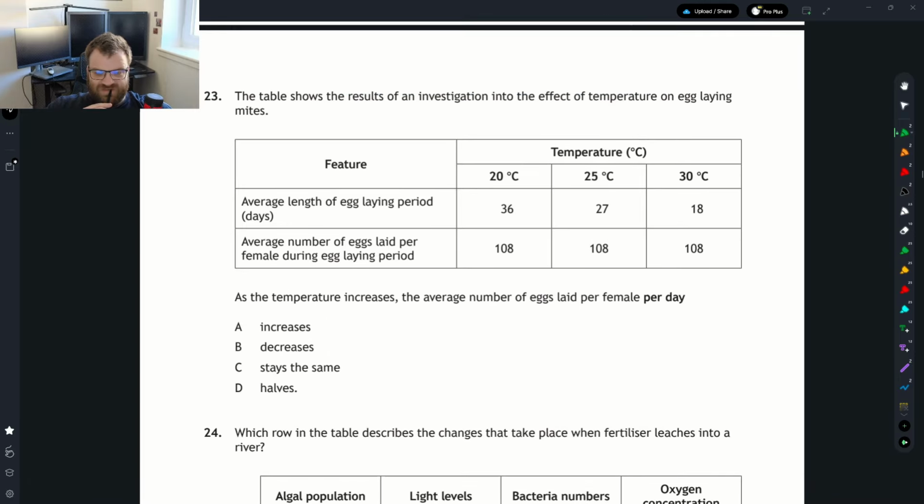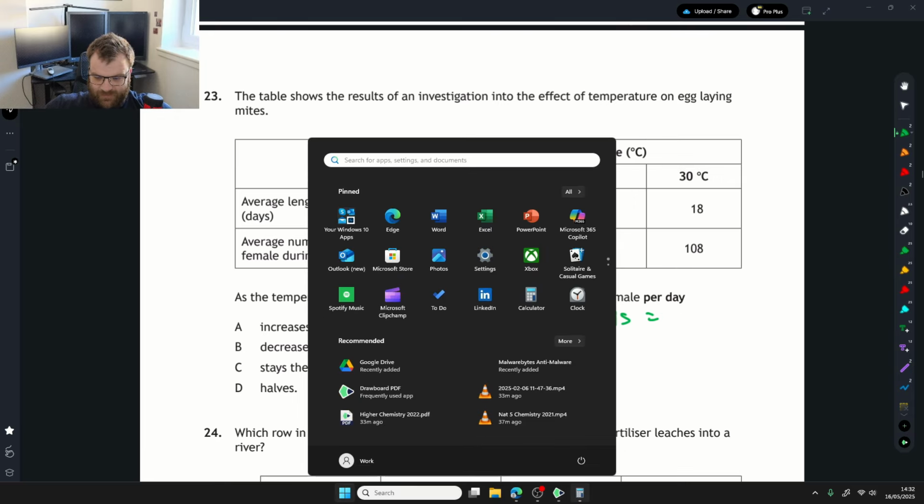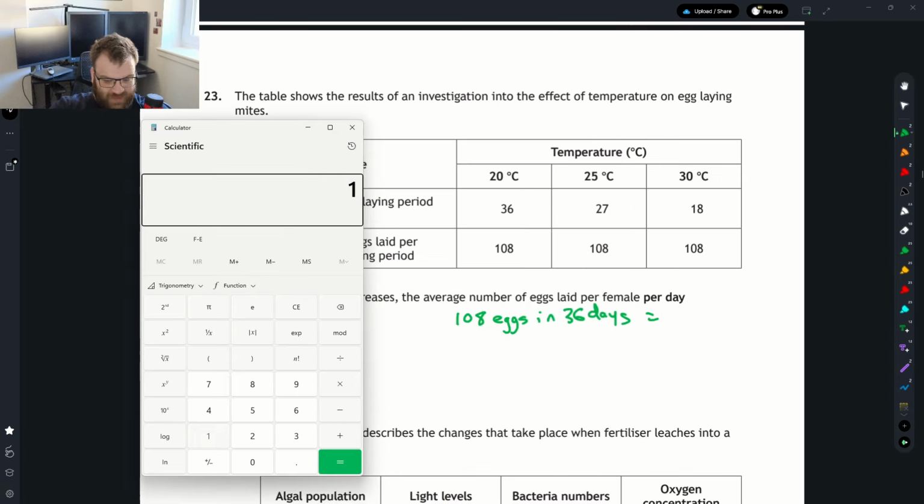Next one. This question reminds me of an older question. Really try and throw us off a little bit. The number of eggs laid per female per day is what we need to check. So what are we told? We're told how long they lay the eggs for, and how many eggs are laid per laying period. Looking at the 20 degrees one, there was 108 eggs in 36 days. And we're asked about per day. So we need to divide both of them by 36 to see what one day would give.